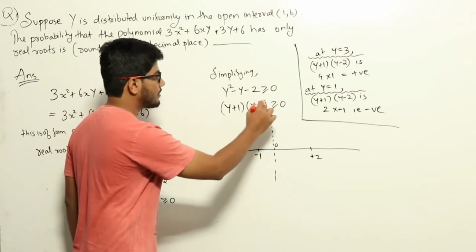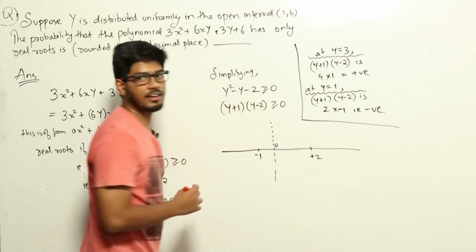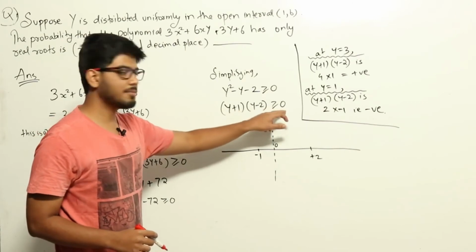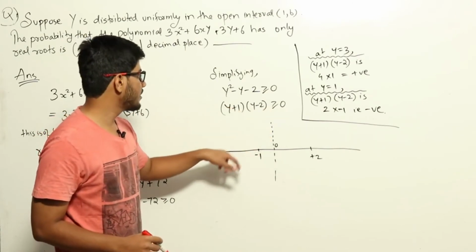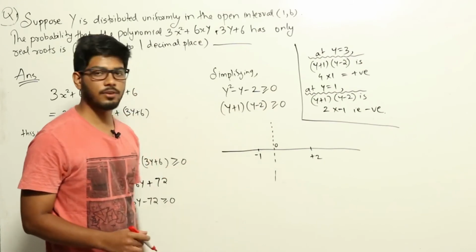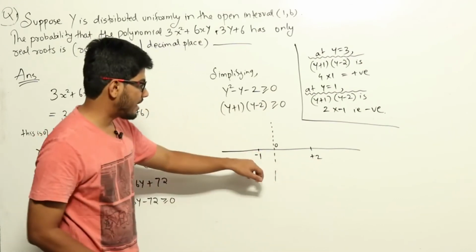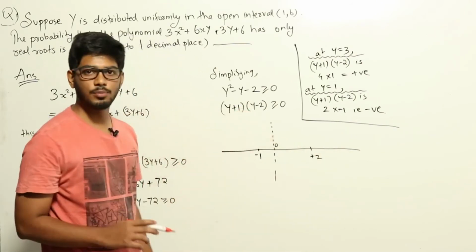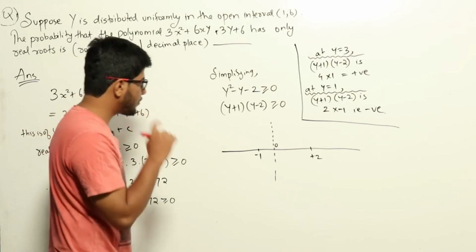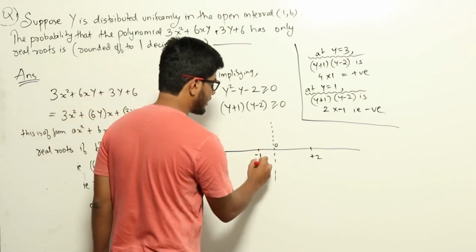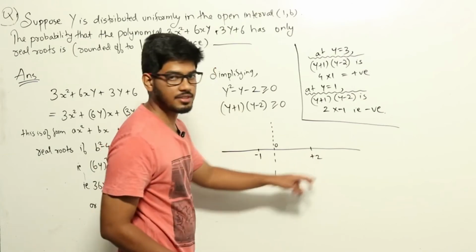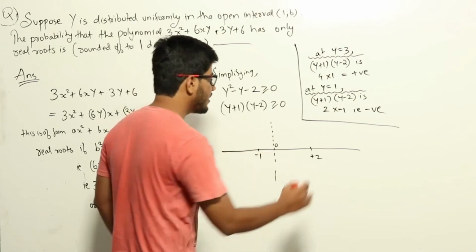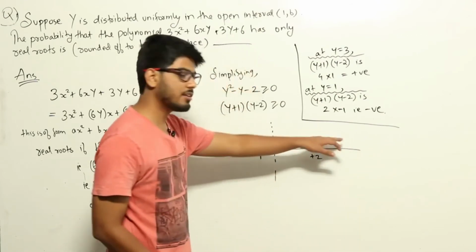So if we map all the values of this function on the number line, at points minus 1 and plus 2, this function will become 0. If you substitute minus 1, this part will become 0. If you substitute y equal to plus 2, this part will become 0. So at these points, and only at these points, this function will become 0. At the rest of the points, this function will be either positive or negative. Also, at this point this function becomes 0, and at this point also this function becomes 0. Meaning, in between these 2 points, this function will be either positive or negative. Similarly, beyond these points also, it will be either positive or negative only.